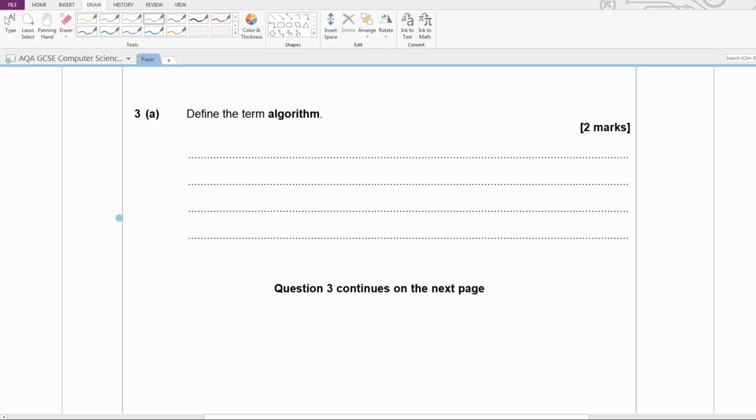So we'll start with question 3. It says to define the term algorithm. So a bit of exam technique here. It's really important to see how many marks you're going to get allocated before you write anything. An algorithm is a set of instructions, but you're not going to get 2 marks for saying that. If you think about how they're going to decompose this definition in the mark scheme, you're not going to get 2 marks for saying a set of instructions.